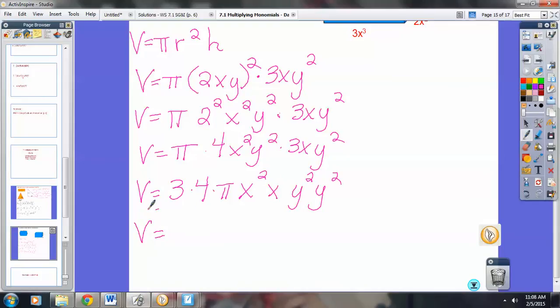So 3 times 4, if I multiply my coefficients, 3 times 4 is 12. I'm just going to write that as 12 pi. Pi is a number. Yes, I know it's 3.14, but we're going to leave it as the symbol pi. X to what power? 3. The third. Y to the fourth. So measuring volume. So what units do we have here? Cube. So we'll say cubic units.